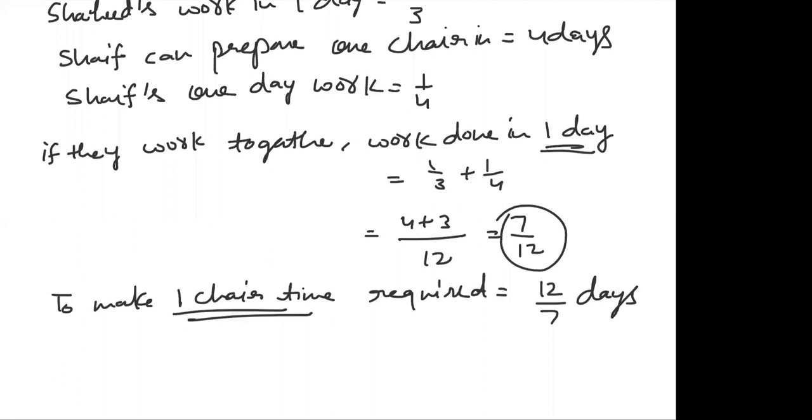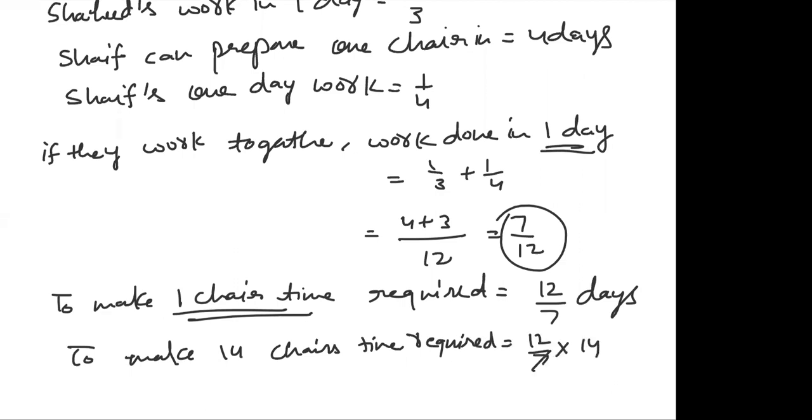Now in the second part, the question is saying 14 chairs of the same kind. So if they are making one chair in 12 upon 7 days, then to make 14 chairs, time required is equal to 12 upon 7 into 14. So 7 ones are 7, 7 twos are 14, 12 into 2 means what? 24 days. Okay, this is the answer.